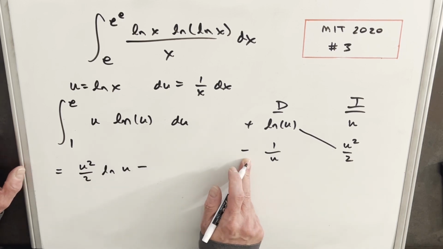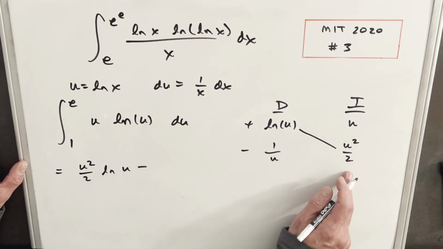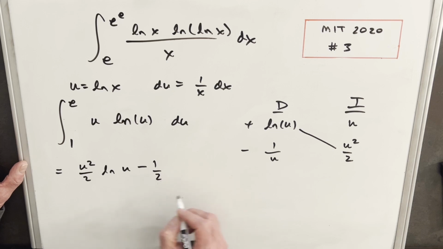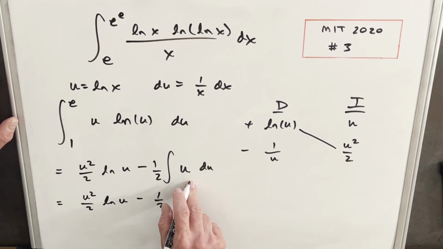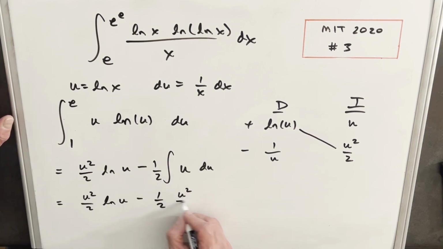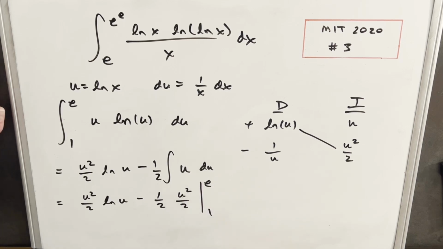We'll take our minus sign, but the 1 over u is going to cancel with u squared over 2, and I'll pull a half out front. Dividing u into u squared, we're just going to have the integral of u. Then we just need to integrate u, so the integral of u is just going to be u squared over 2, and we need to evaluate this all from 1 to e.